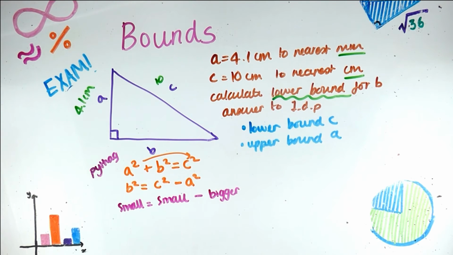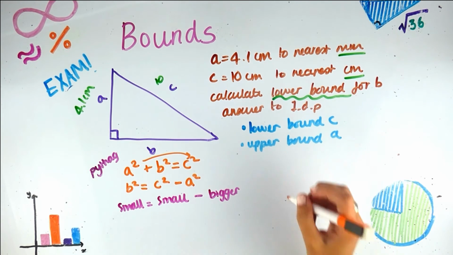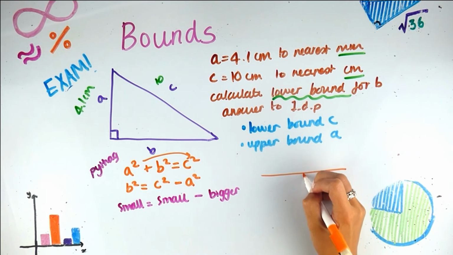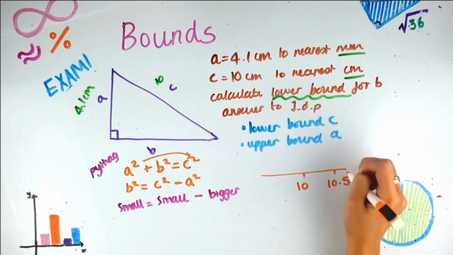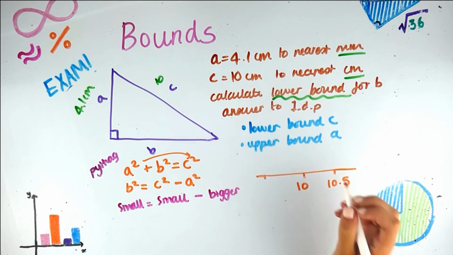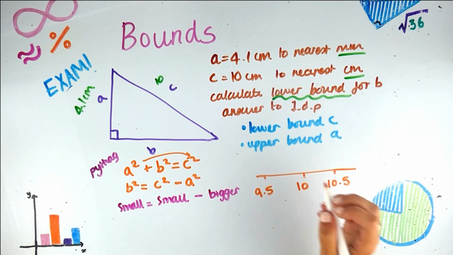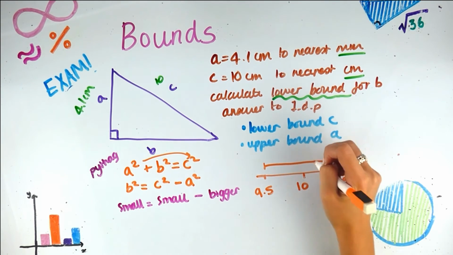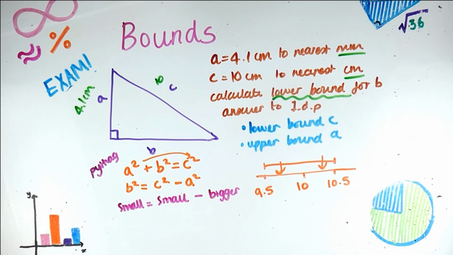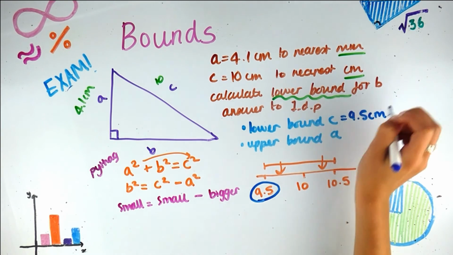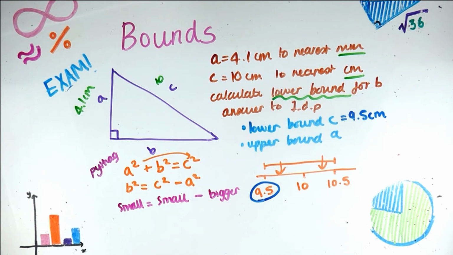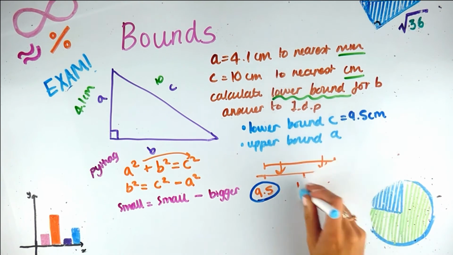So, first of all, let's find the lower bound for C. C says it's 10 to the nearest centimetre, so I go half a unit this way, 10.5, and half a centimetre this way, which is going to be 9.5. So that's the interval in which it can be, so it can be any value in here. We want the lower bound, so we're going to take C to be 9.5 centimetres.